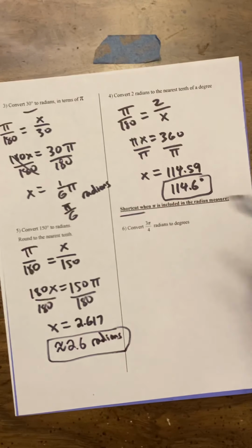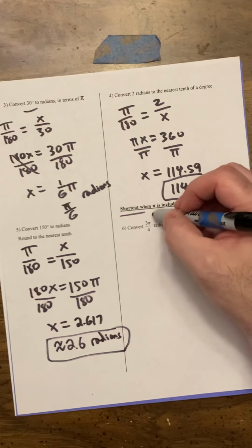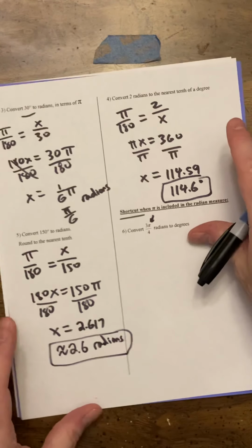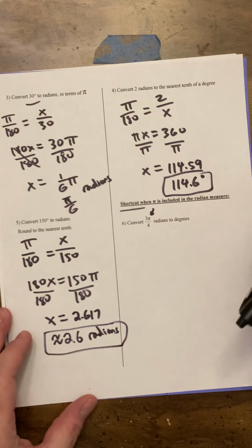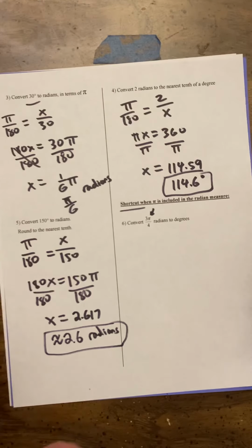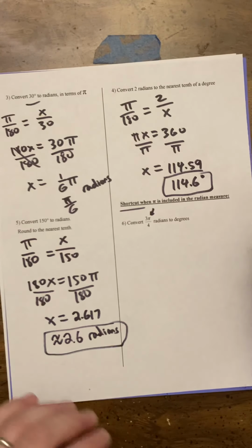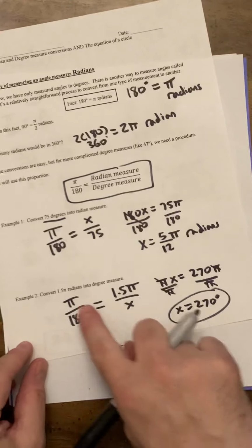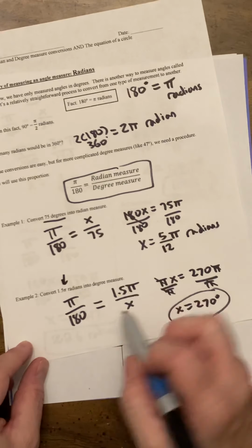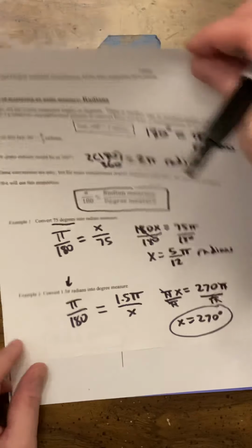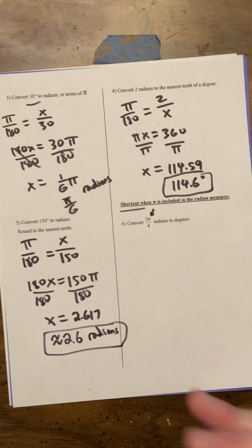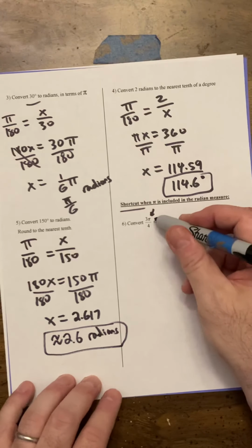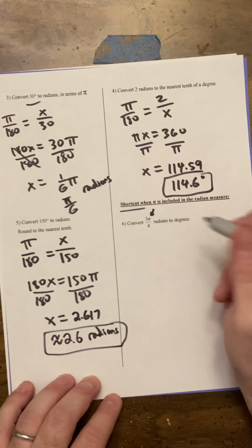Okay, here is a quick shortcut for you. This is a nice shortcut when you have pi in your radian measure. Because we know pi is equivalent to 180, instead of setting up a proportion like we did over here, here's another example. If you're given pi, here's a nice shortcut, so you don't have to do a whole proportion. You can merely substitute pi with 180.